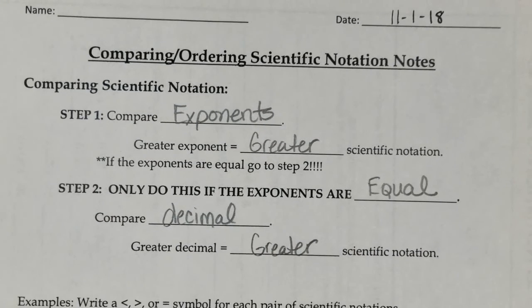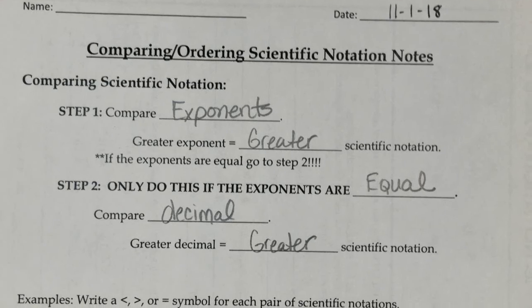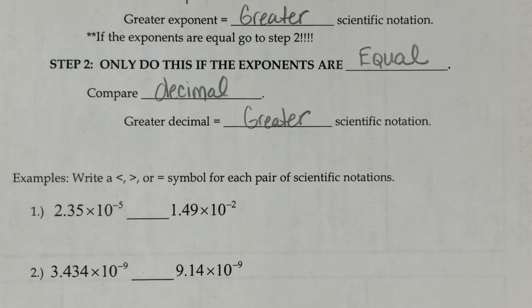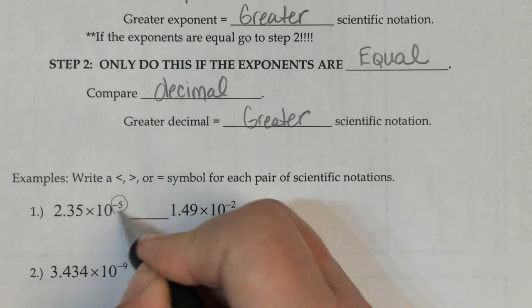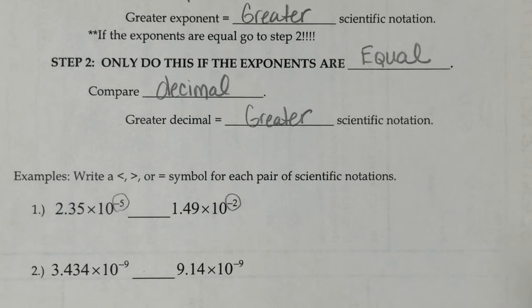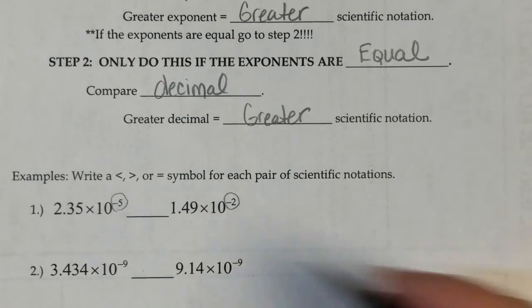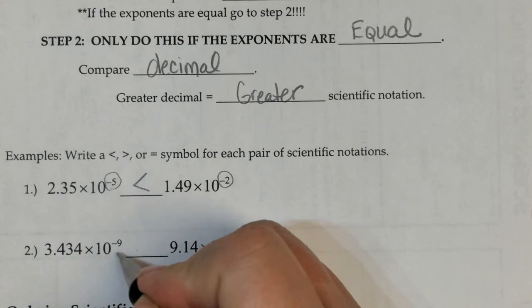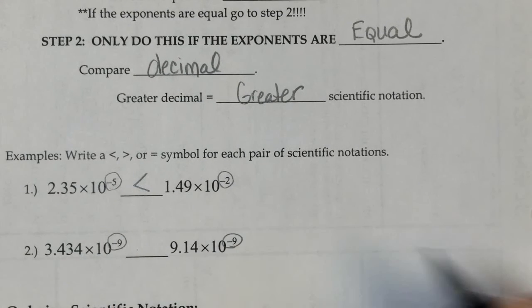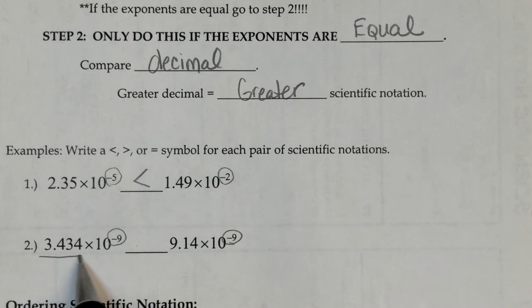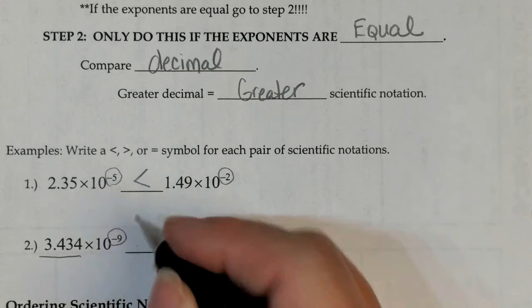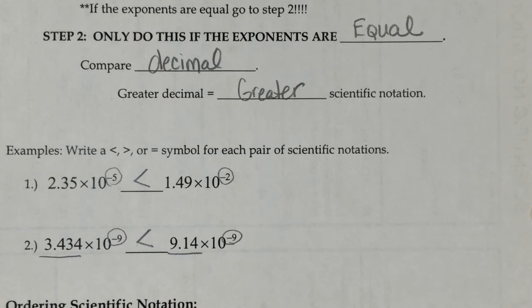And the greater decimal number is the greater scientific notation. So it's pretty straightforward if you'll just remember what to do. Let me show you a couple of examples. I'm going to write less than, greater than, or equal to for each pair. So remember, the first step is to compare exponents. So which one of these exponents is greater? Negative 2 is greater than negative 5. So I know automatically my symbol is going to be that. Let's look at number 2. I look at my exponents first, but oops, these two are equal. So now I have to look at my decimal numbers. Which one is greater? 9.14 is greater than 3.434. So this is also going to be in that direction.